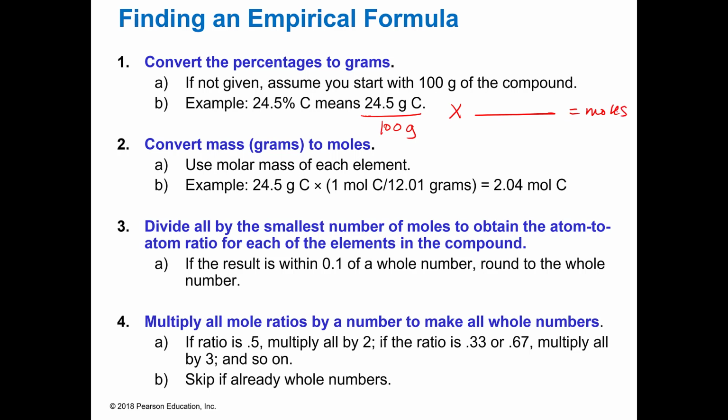Then however many moles I have, I'm going to divide by the smallest, because what I want is I want the ratio to be 1 to something. The way to do that is whichever one's the smallest, I divide everybody by that, and then I'll get a ratio. Then if that's not a whole number, I'm going to multiply that by something in order to make them whole numbers. You don't have to do this if you already get whole numbers, which some of your problems sometimes are set up that way.